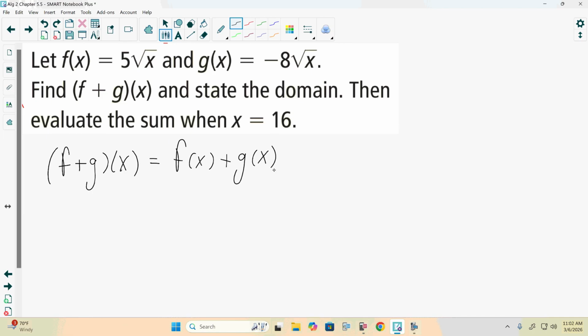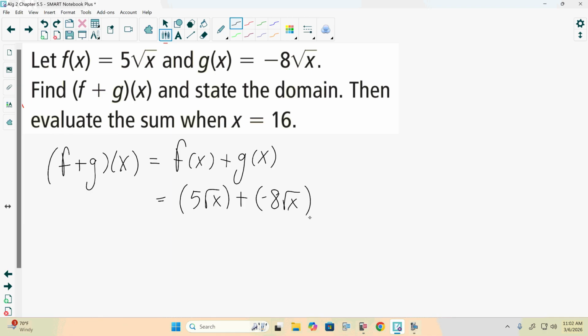F of x for us is what now? 5 square roots of x. G of x is negative 8 square roots of x. Does it really matter what f of x and g of x are? No. It's just saying whatever f of x is we're going to replace it with it. And then I'm going to take g of x and replace it.